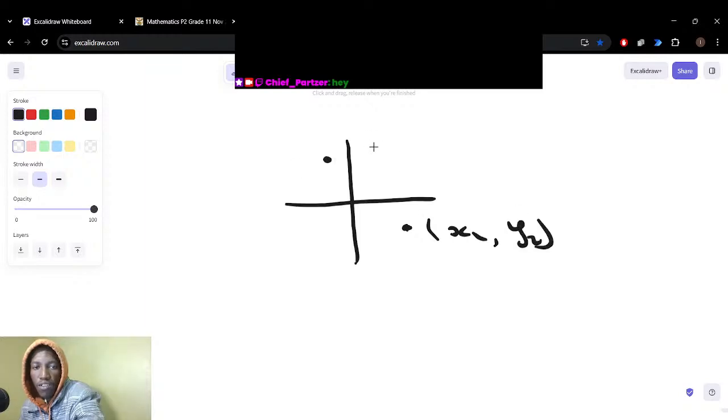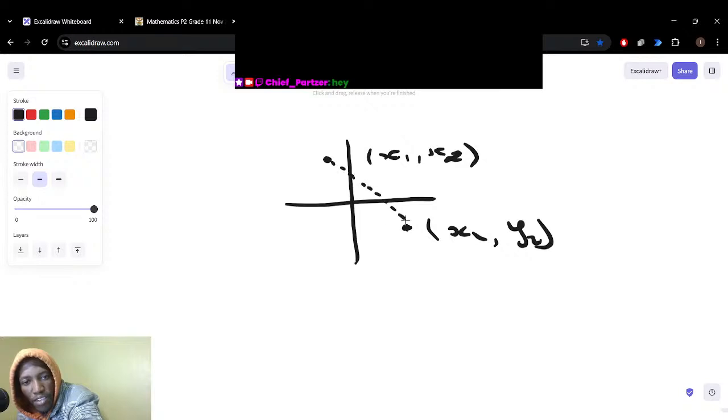Just call them x1, y1 and x2, y2. Now, the question is, what are the coordinates that lie in the middle of these 2 points? So if you were to draw a straight line, pardon my straight line, our midpoint between these 2 points would lie somewhere here, right?